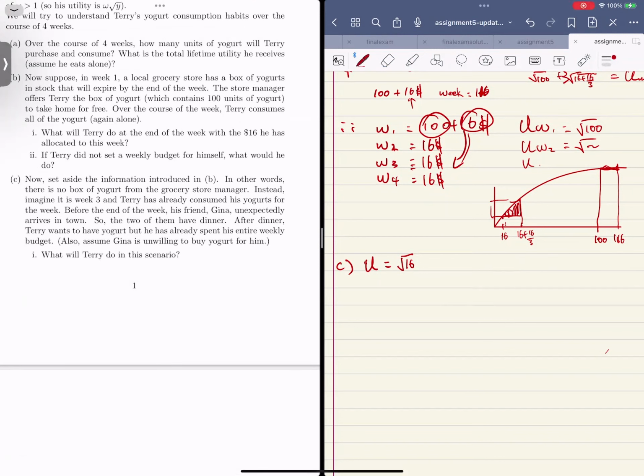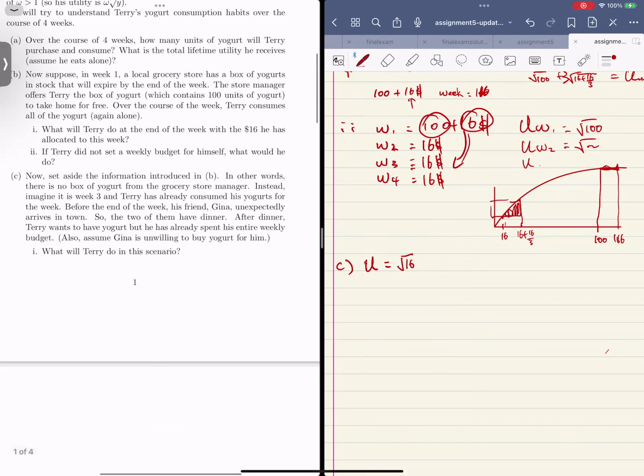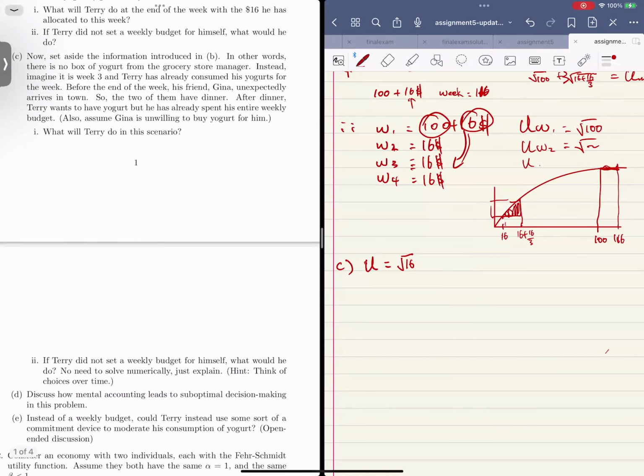So for 1, what will Terry do in this scenario, right? Terry will do nothing because he can't do anything. He has this mental account. He cannot overspend, right? So he will just have to deal with not eating any yogurt. And for 2, if Terry did not set a weekly budget for himself, what would he do?